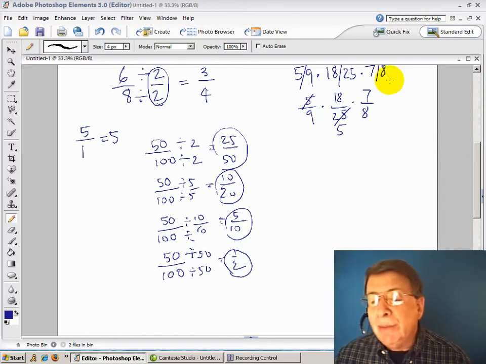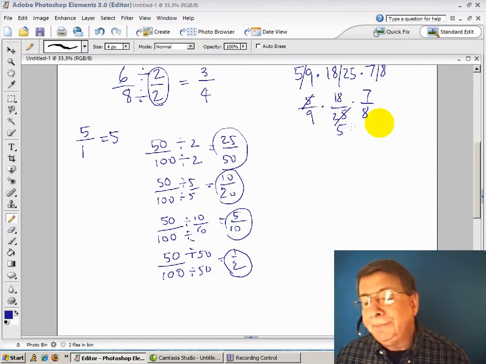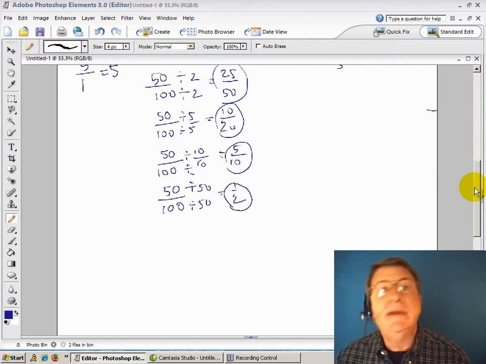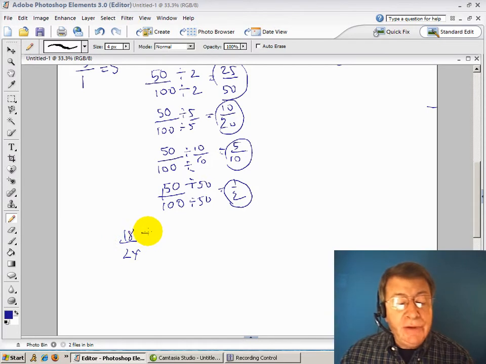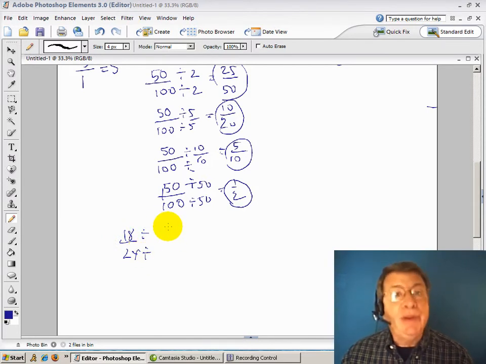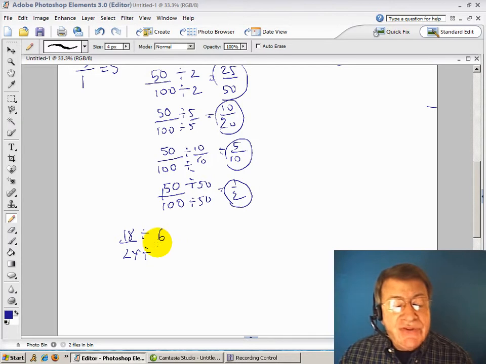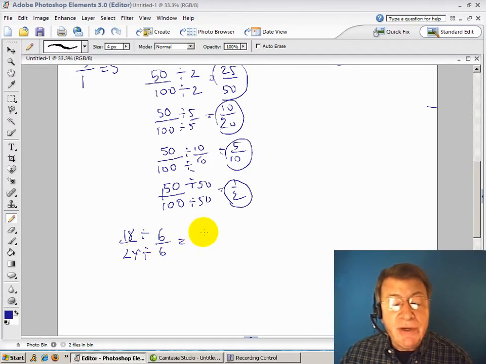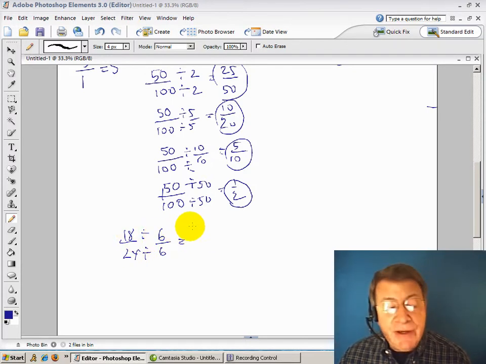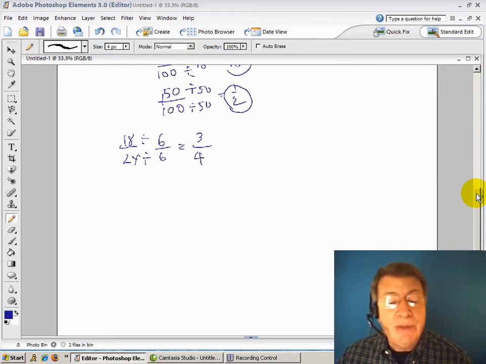Let's look at another example. If we were given 18 over 24, we could ask ourselves what number will go into both top and bottom evenly. And this is a fairly easy one. It's pretty easy to see that 18 is made up of 6s, and 24 is as well. So 18 divided by 6 is 3, and 24 divided by 6 is 4. Now, knowing that is helpful.